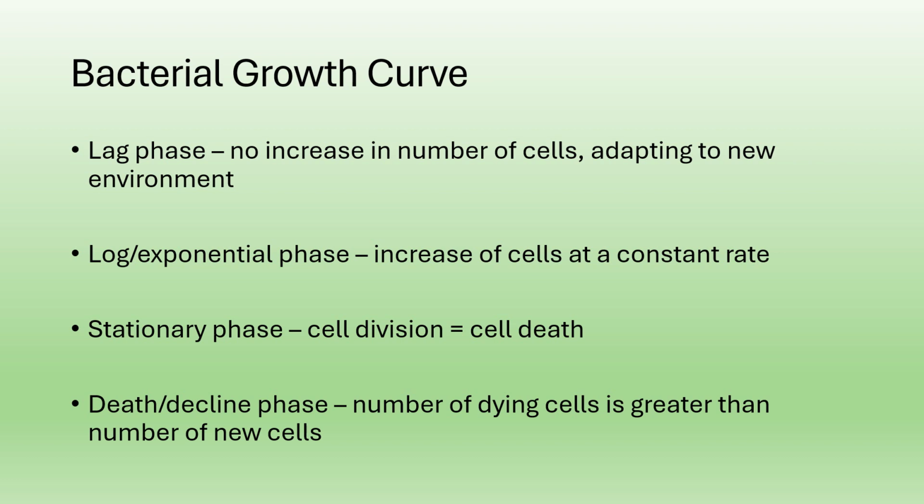Then you're going to reach a point where the number of cells going through cell division is equal to the number of cells dying. This is known as the stationary phase. And then the last phase is known as the death or the decline phase. This is where the number of cells dying is greater than the number of new cells.